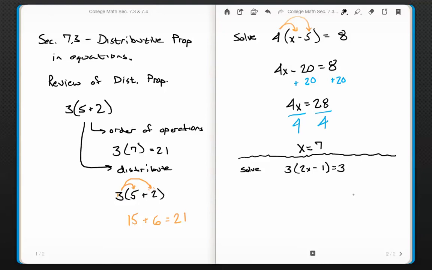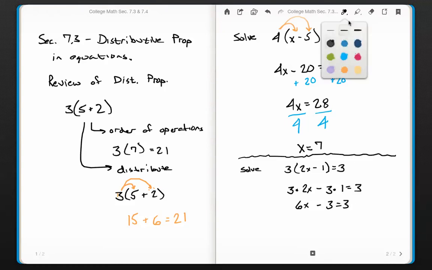Equals 3, like this. Well, how do we do here? We have to distribute again. So this equals, I'll write this a little differently, 3 times 2x minus 3 times, this is a times, not a subtract, 3 times 1 equals 3. So 3 times 2x is 6x minus 3 times 1 is 3 equals 3.